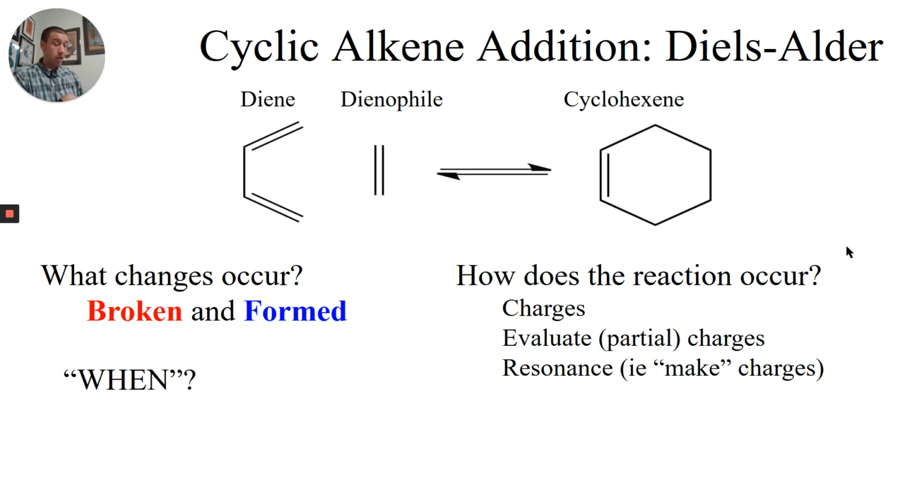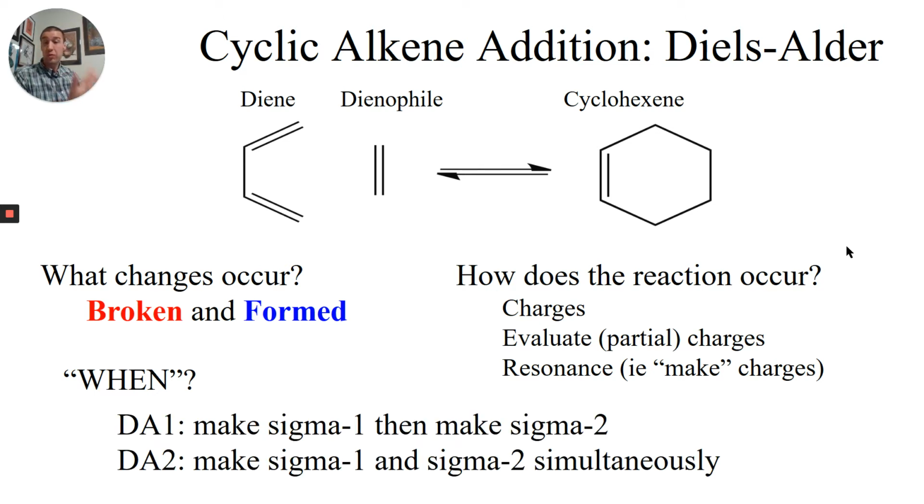So that order is your when, it's the how the mechanism works, okay? And so really there's only 2 ways that this could happen. Sigma 1, then sigma 2. So stepwise, like the SN1, or make sigma 1 and sigma 2 at the exact same instant, simultaneously, similar to what we saw with an SN2.